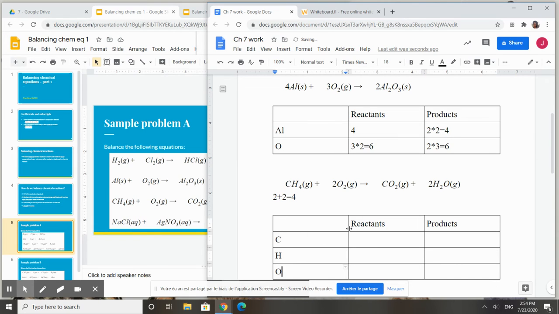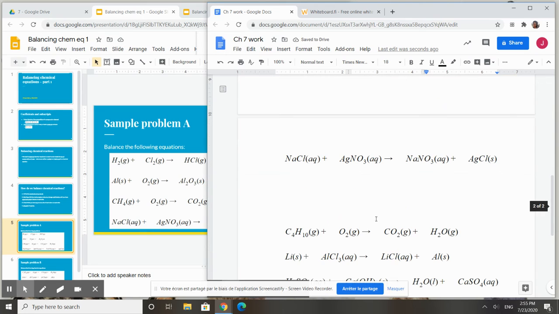And then I check my answers. I've got 1 carbon on my left and 1 carbon on my right. I've got 4 hydrogens on my left, and 2 times 2 is 4 on my right. I've got 2 times 2 is 4 oxygens on my left, and I've got 2 plus 2 is 4 on my right. Okay, and then one more.